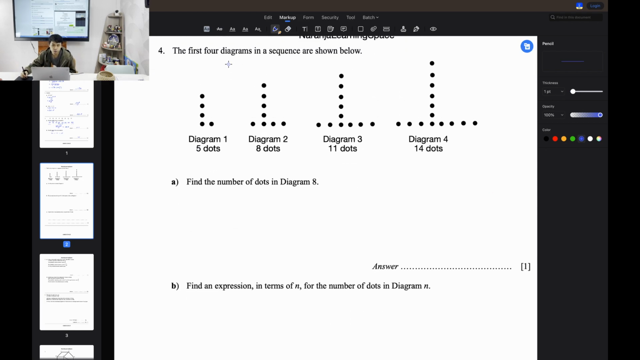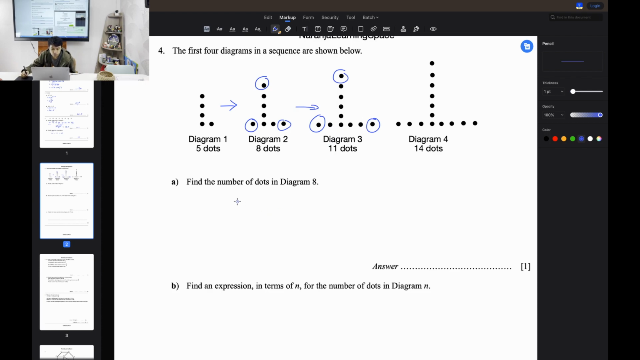For question 4, the first 4 diagrams in the sequence are shown below. Diagram 1 has 5 dots, diagram 2 has 8 dots, diagram 3 has 11 dots, diagram 4 has 14 dots. As we can see, from diagram 1 to diagram 2 we have 3 additional dots, and from 2 to 3 is also 3 new dots to add on.